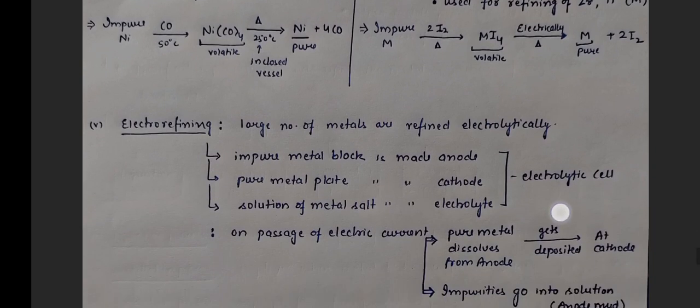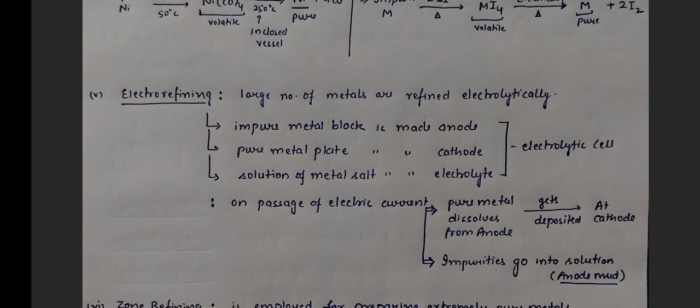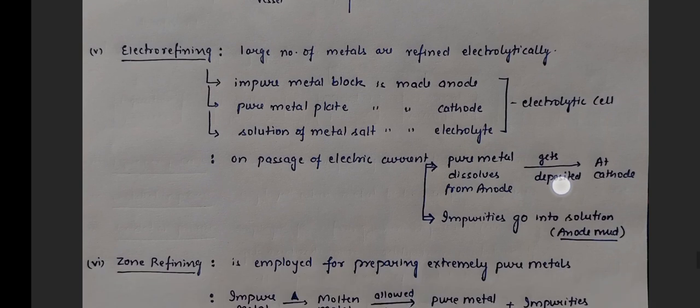Fifth is electrorefining. A large number of metals are refined electrolytically. Impure metal block is made the anode. Pure metal plate is made the cathode. A solution of metal salt is made the electrolyte. That is, an electrolytic cell is constructed. Then, on passage of electric current, pure metal dissolves from the anode. Impurities go into solution as anode mud, and the pure metal dissolved from the anode gets deposited at the cathode.